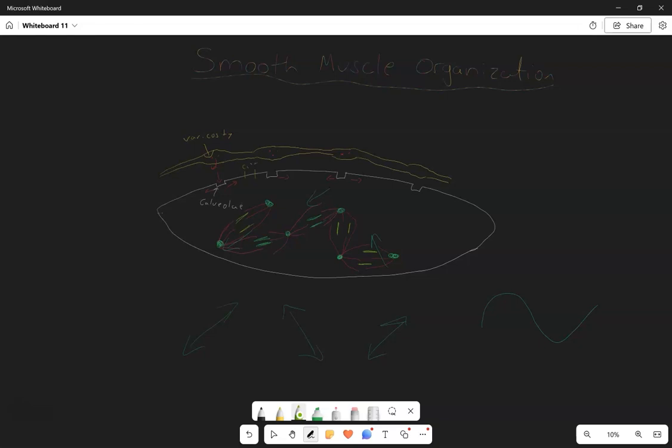And so the way that smooth muscle contracts is different than the way skeletal muscle contracts. So we're going to go over that in a different video.